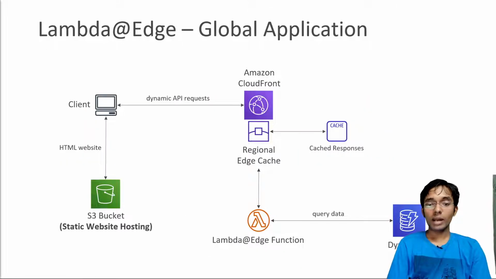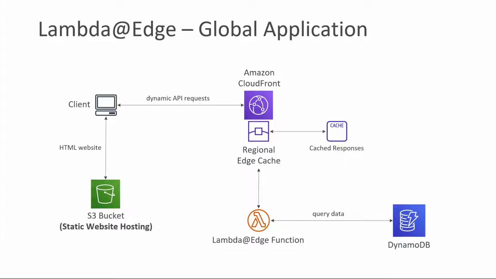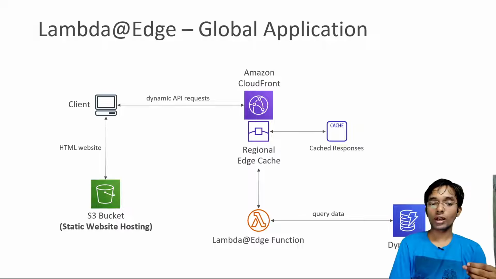Another way we can use Lambda@Edge is for a global application. For example, your client gets the website from the S3 bucket, and then the dynamic API request it sends goes to CloudFront to leverage the cache, but your Lambda function can also be used, for example, to query data in a DynamoDB table, which gives you a fully global and serverless way to do an API in AWS. Okay, so this is it for the global application.